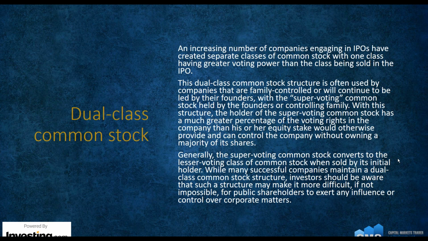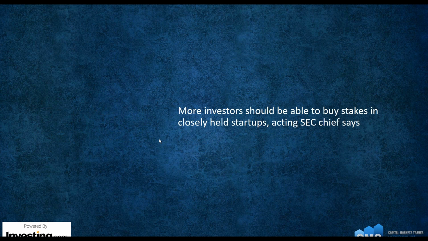Generally, the super voting common stock converts to the lesser voting common stock when sold by its initial holders. So in other words, when Walmart went public, Sam Walton could have held on to his super voting shares, but once he sold his shares to the public, they no longer kept that super voting share because he wanted to keep his company in control. But once his family started selling up those shares, they could then lose the overall control of that company. Snapchat did something very similar.